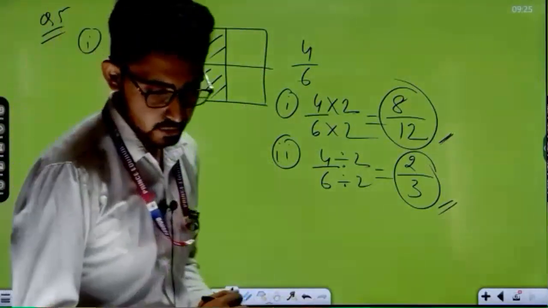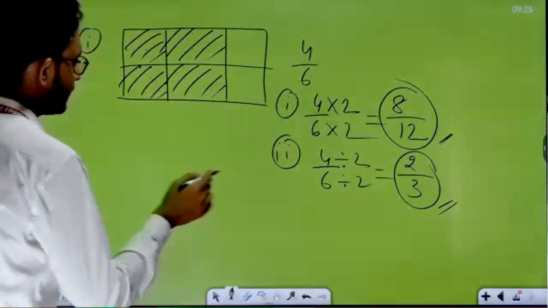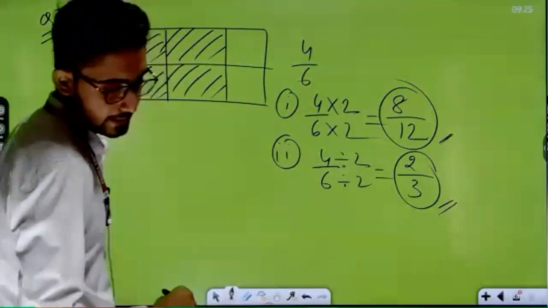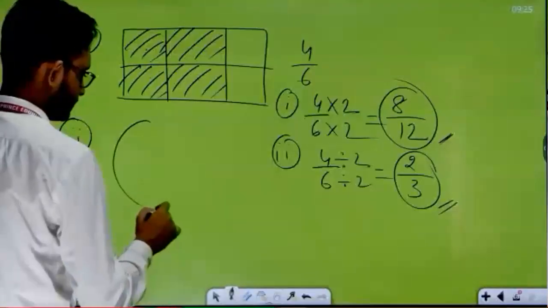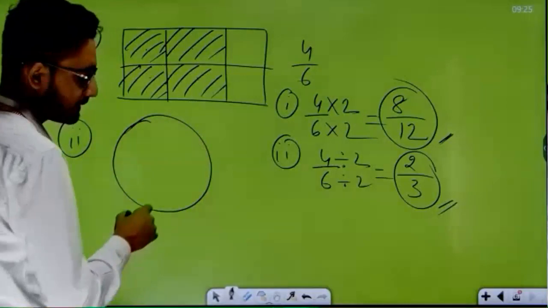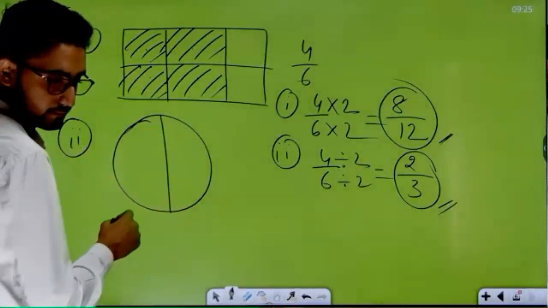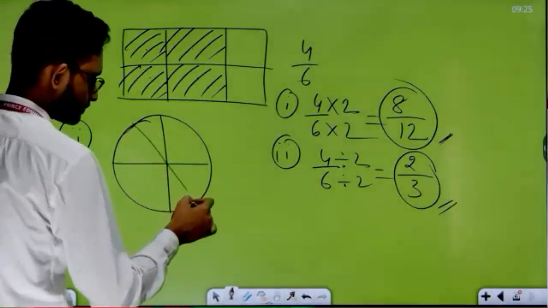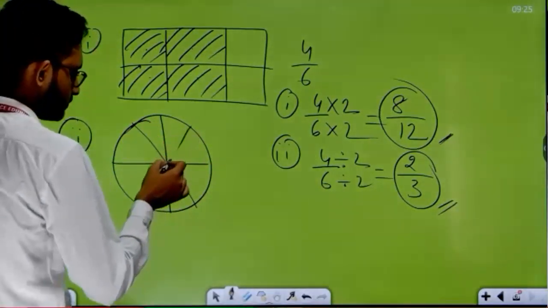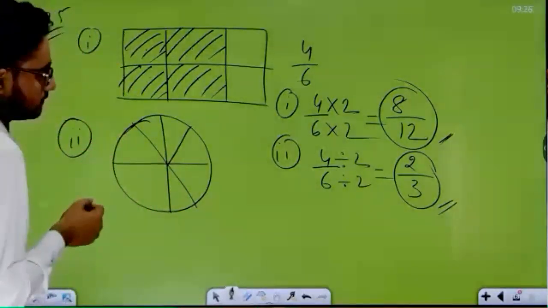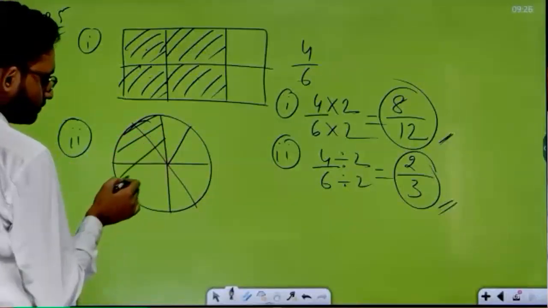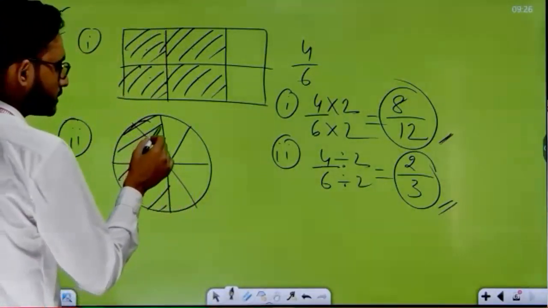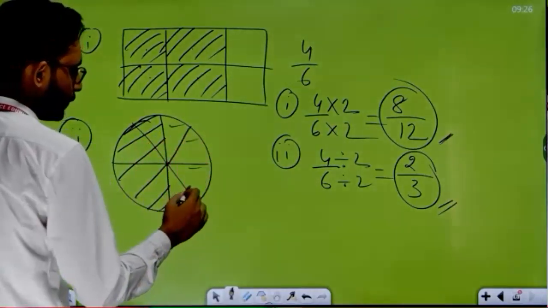So this is your next question. Another question, the last question for today's class. Now, next question. One circle is there, like this. Then now, all of you see here, how many parts are there? 1, 2, 3, 4, 5, 6.